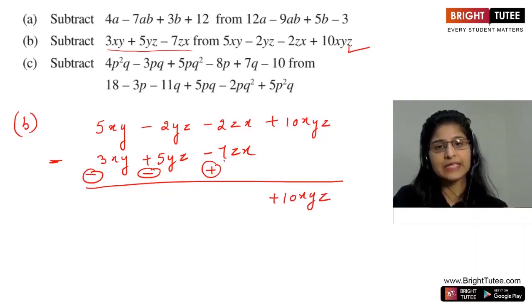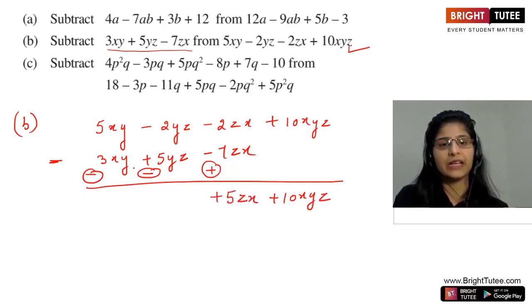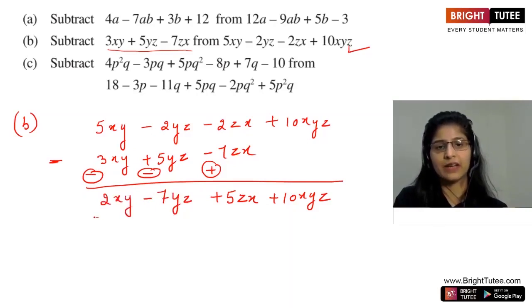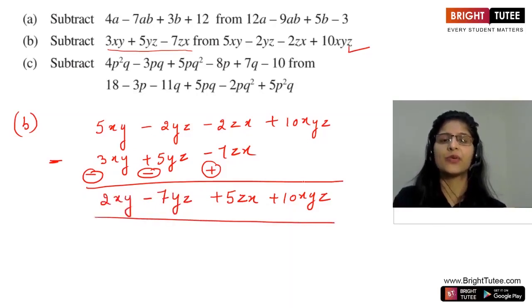So this will remain plus 10xyz because for the first expression the sign remains the same. Then we have plus 7zx and minus 2zx. So plus 7 minus 2, you're going to get plus 5zx. Then we have minus 5 minus 2 gives us minus 7yz, and 5 minus 3 gives us 2xy will be here. Clear? So this is how you're going to subtract these two polynomials.